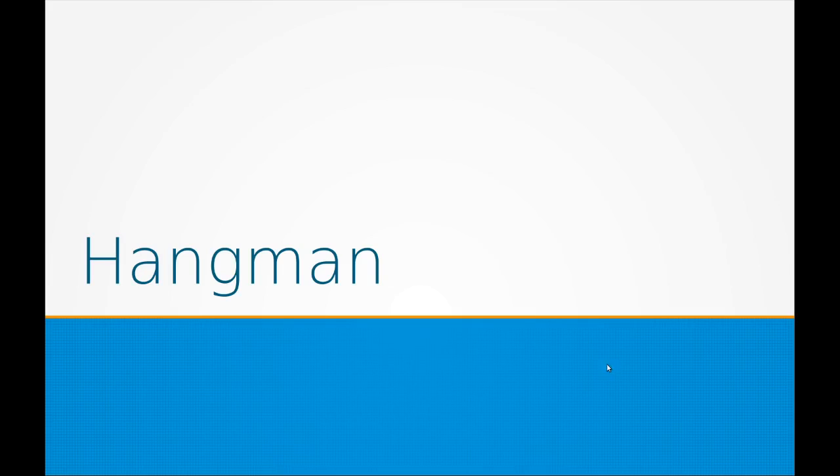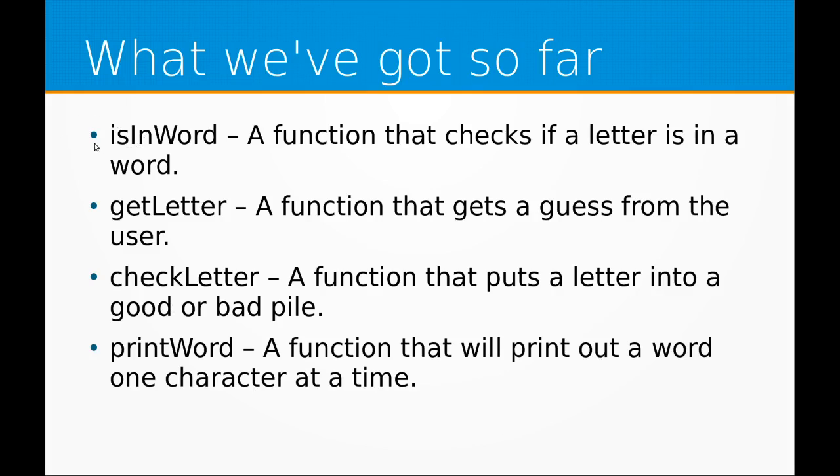So first we can look at what we've already created. We've already created isInWord, a function which just checks: is this letter in this word? For example, if your secret word was secret and you guess a C, is this C in secret, true or false? We then had getLetter, a nice function which asks the user to pick a letter, checks it's a single letter, checks it's a sensible letter, and does all those checks, so we don't have to worry about whether it's actually a proper letter. It's all done within this one function.